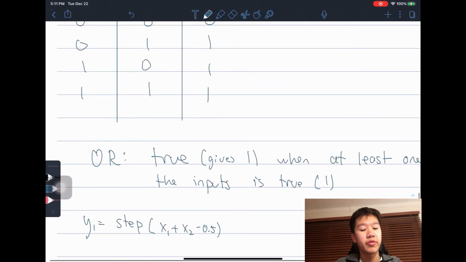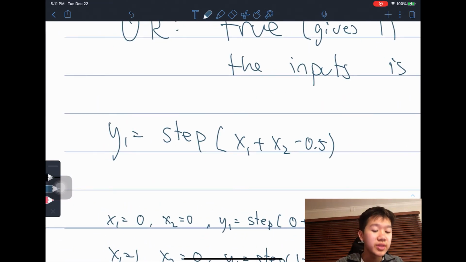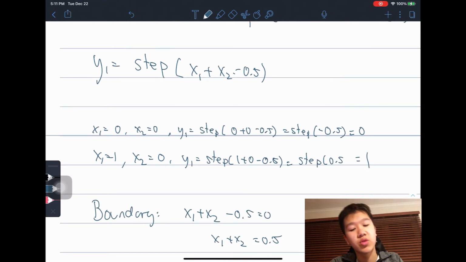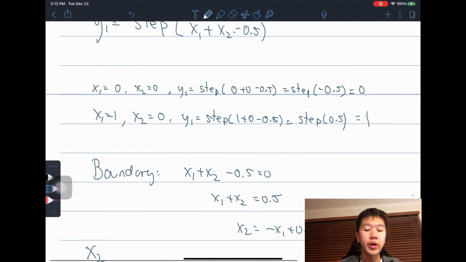So we'll say it's 0.5, and this gives us y1 is equal to step of x1 plus x2 minus 0.5. So let's test it again. x1 equals 0, x2 equals 0. We have y1 equals step of 0 plus 0 minus 0.5, which gives us step of minus 0.5, which is 0. You have x1 equal 1, x2 equals 0. We then have y1 is equal to step of 1 plus 0 minus 0.5, which is equal to step of 0.5, which is equal to 1.